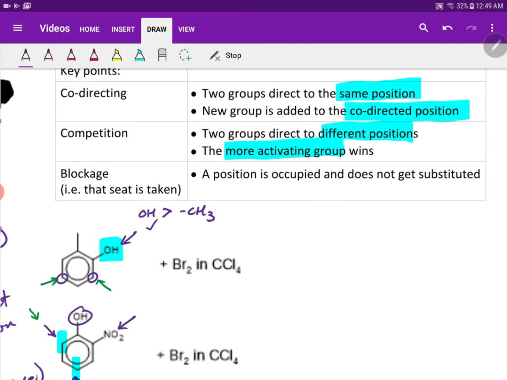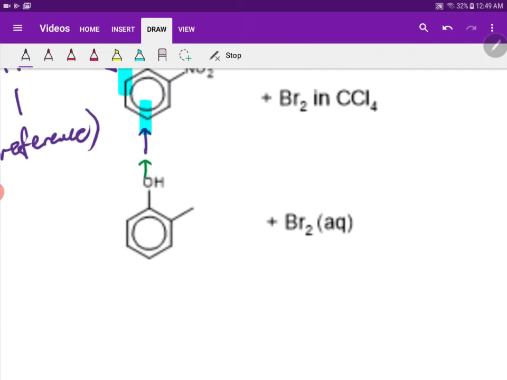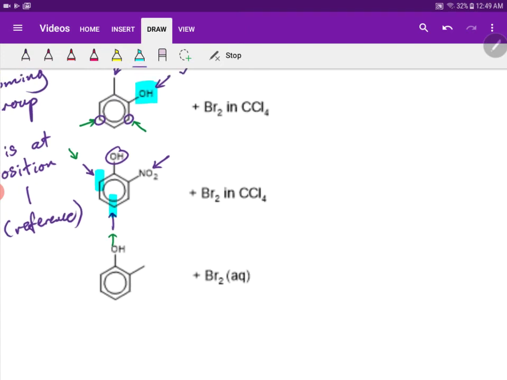Let's move on to our last case where we talk about blockage. I would like to use the analogy of a seat that is taken up. The position is occupied and so it does not get substituted. We have seen the example previously. This position is blocked. One more example. Take a look at these few reactants. You'll realize that the conditions are different.